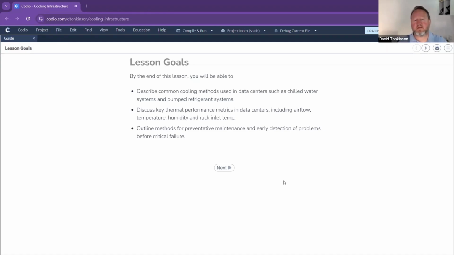And we're going to outline methods of preventative maintenance. So how is the maintenance? How does that differ from our electrical maintenance? And what types of maintenance do we have to do for our HVAC and air conditioning systems?